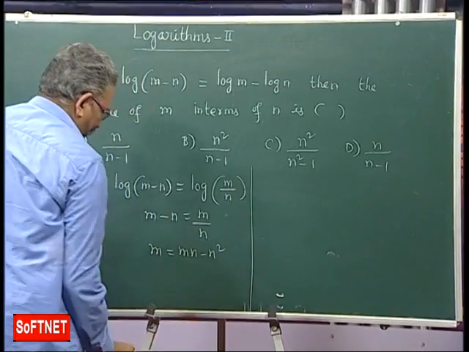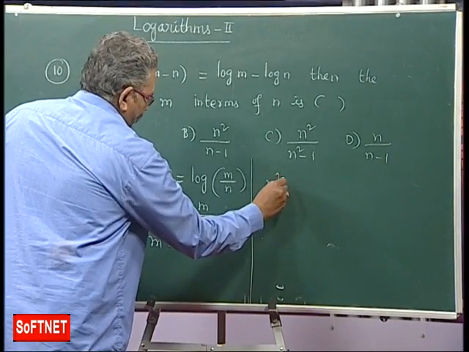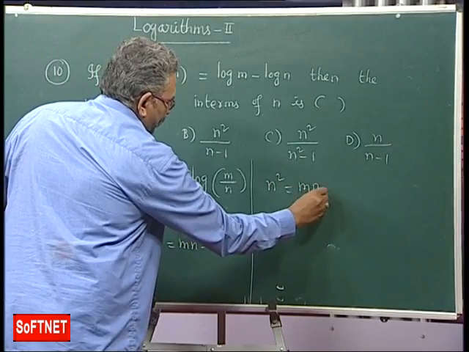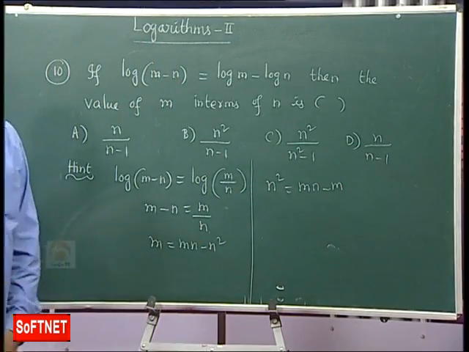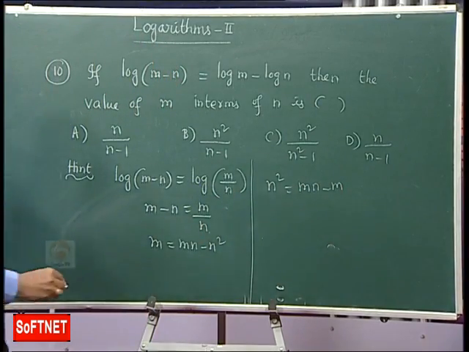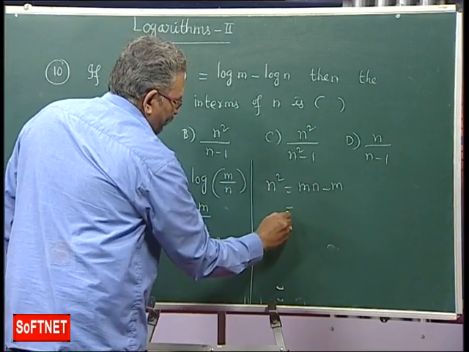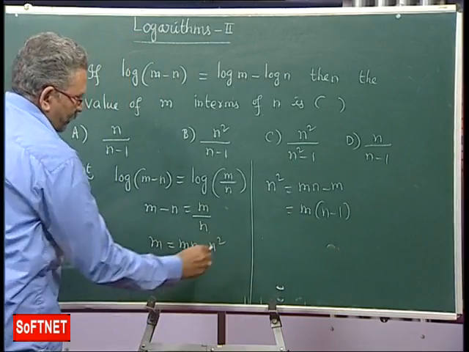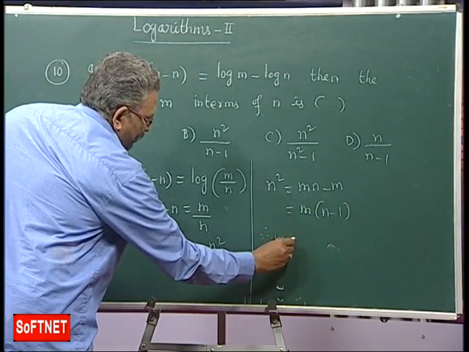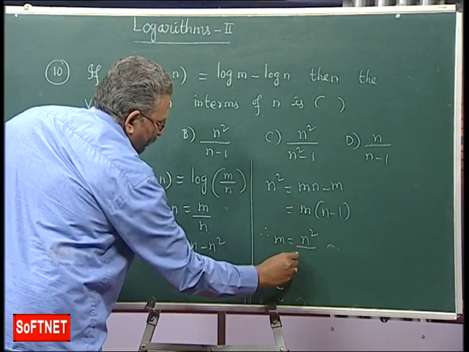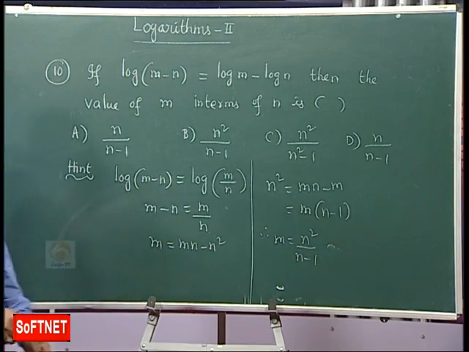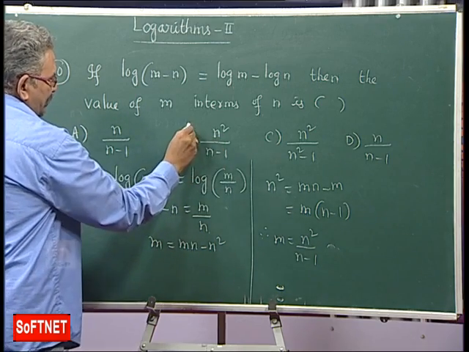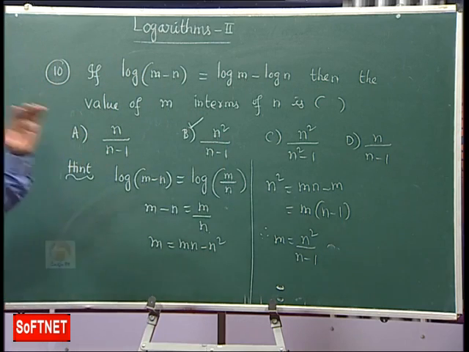Now we can write n square is equal to mn minus m. Okay. Now take this m as a common, m into n minus 1. Now find m value. What is m? n square by n minus 1. Now, which is the right option? Yes, n square by n minus 1. Yes, this is the correct option. B is the right option.